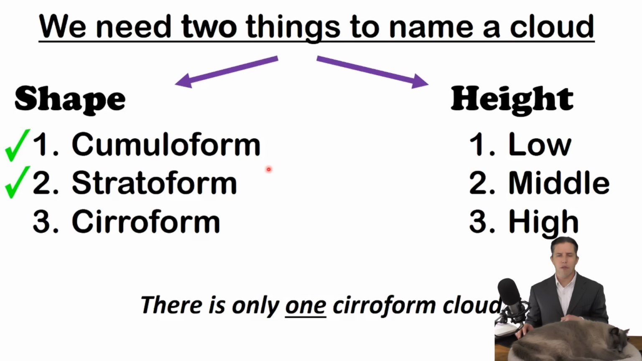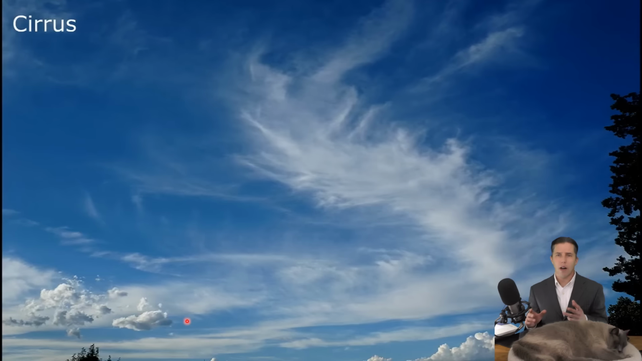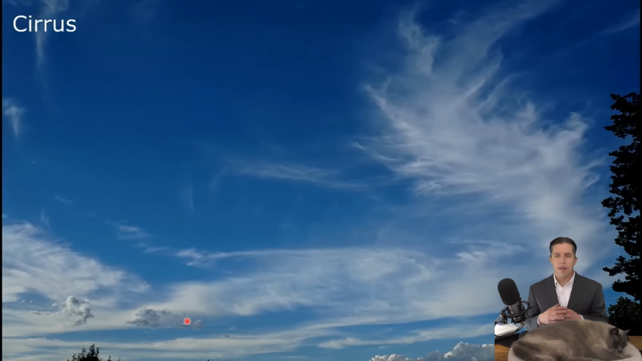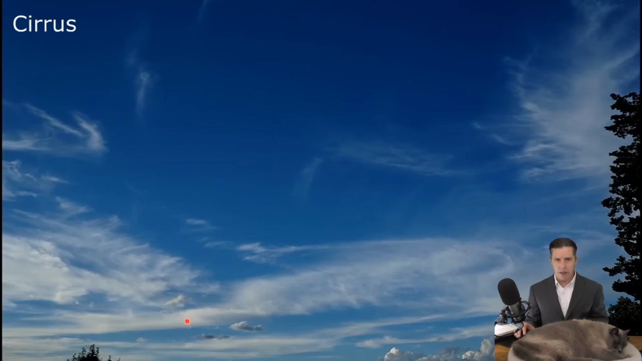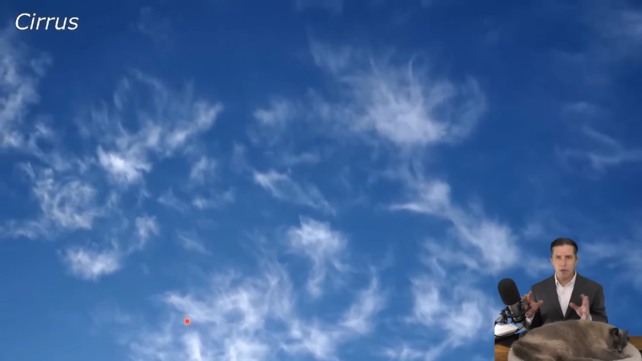Okay, so we've gone through cumuloform, we've gone through stratoform. Now we're to cirroform, and with cirroform clouds, there's actually only one type. There are no low clouds, there are no middle clouds, there are only high cloud versions of cirroform. And so those are called cirrus. And because they're so high up in the sky, they're entirely ice. There's a wide variety of textures for cirrus clouds. Typically, they're very wispy, hairy, feathery looking.